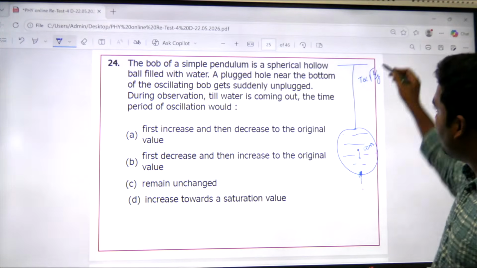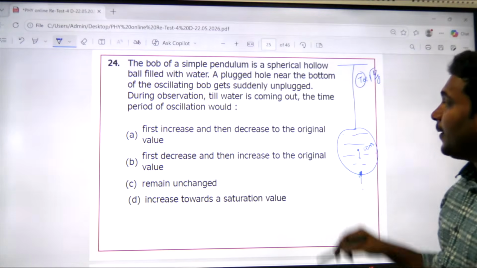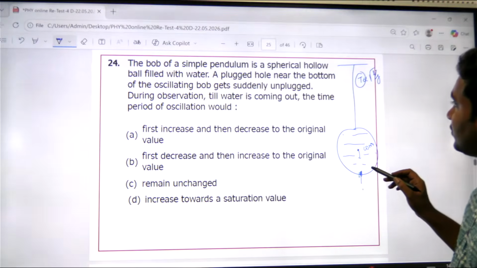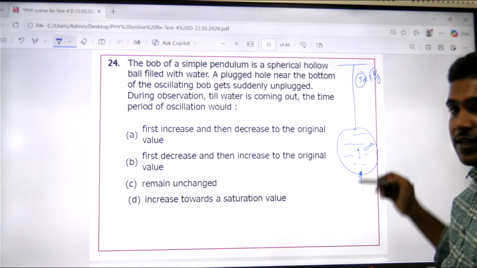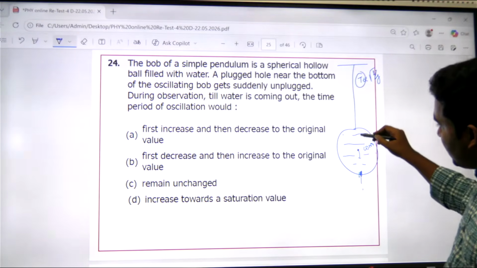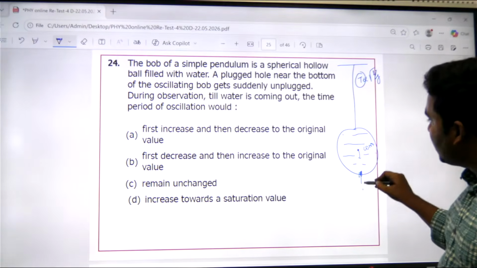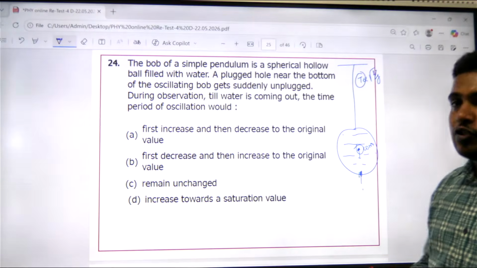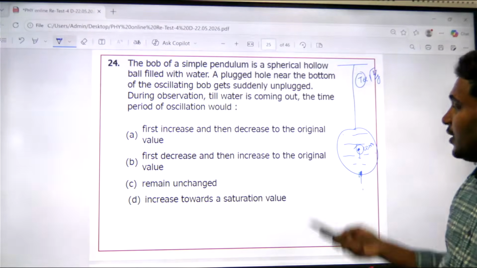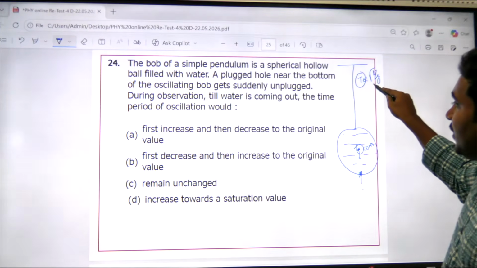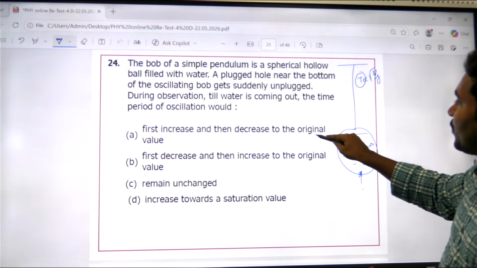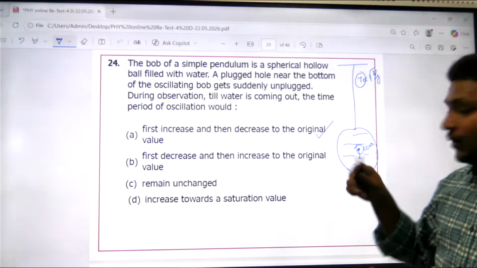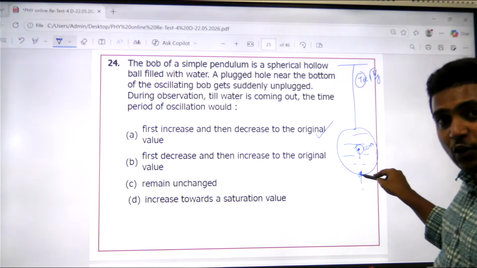If length is increasing, your time period will increase. Your time period of oscillation will increase. Then, as this water is completely drained out, the center of mass will again come to the same point, because the center of mass of the empty shell is also the same thing. So the time period will again change. It first increases and then decreases to the original value. So the time period will increase first until the water is completely drained to the last point.